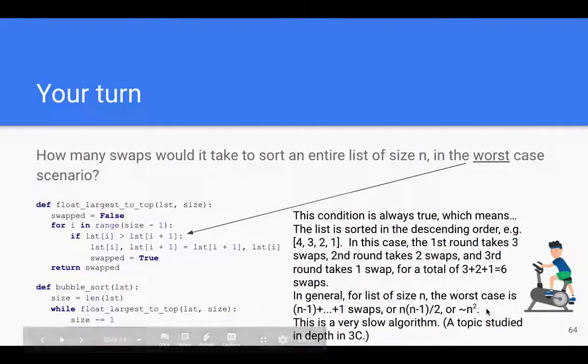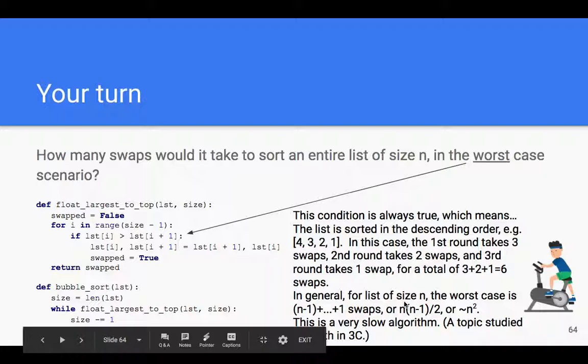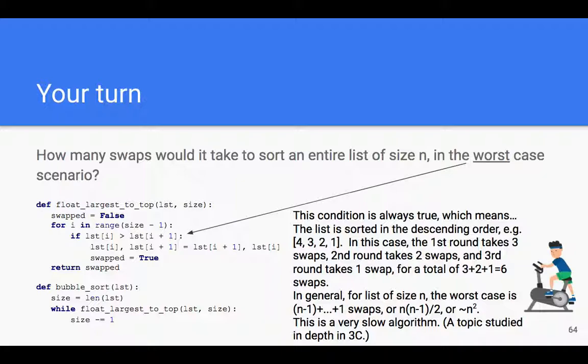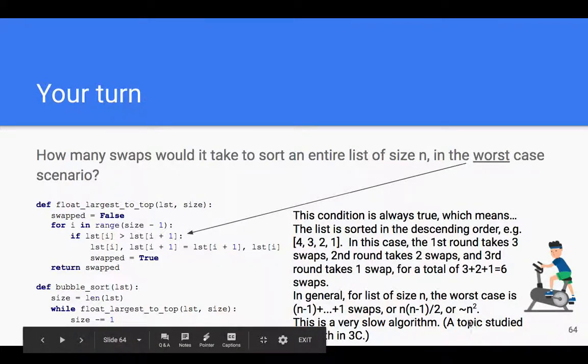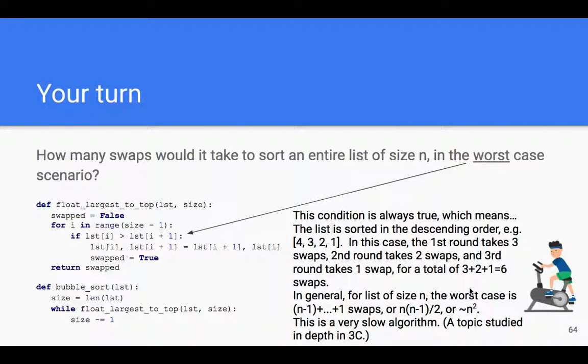So this kind of function grows very fast, meaning if the size of the list becomes slightly bigger, the time it takes to sort it becomes a lot bigger. This is a topic that we'll talk about more in 3C, but this is just a preview of the efficiency of an algorithm. And like I said, bubble sort is probably one of the slowest sorting algorithms.